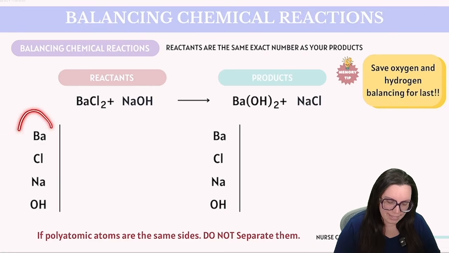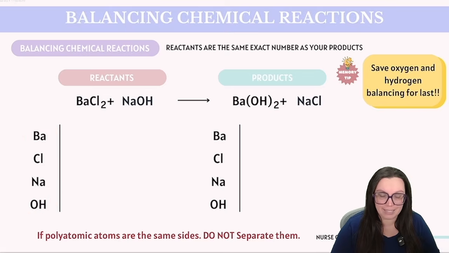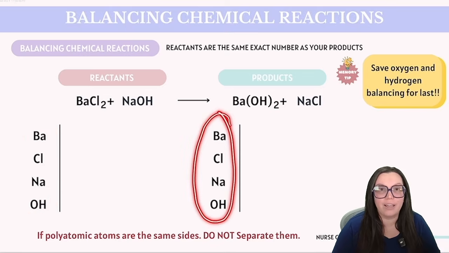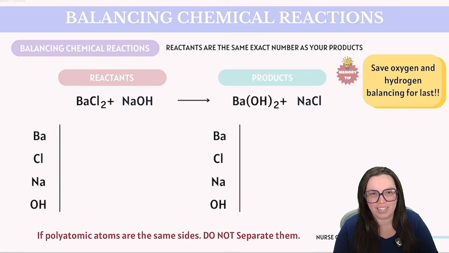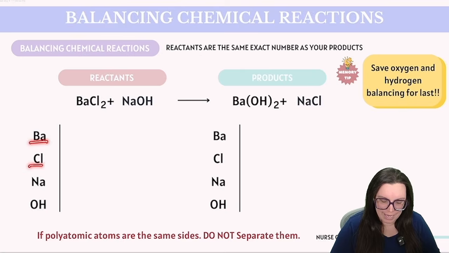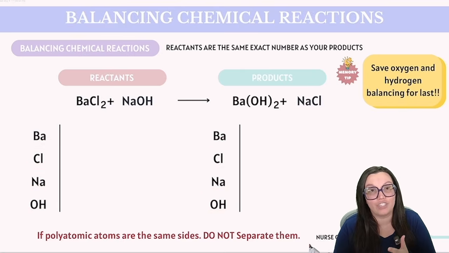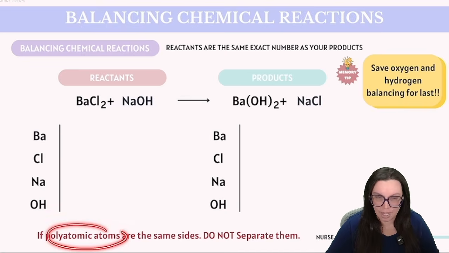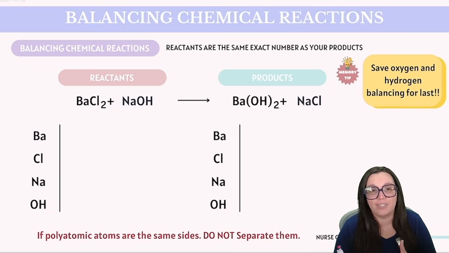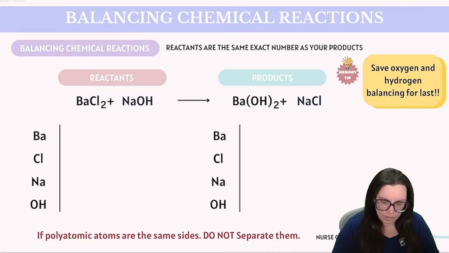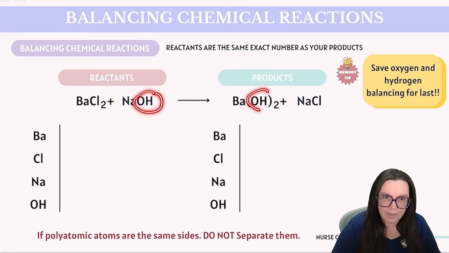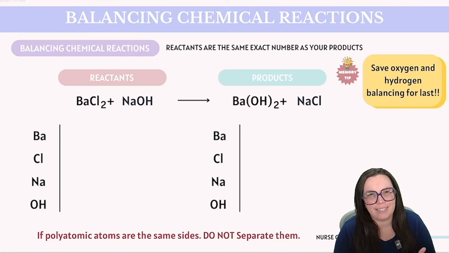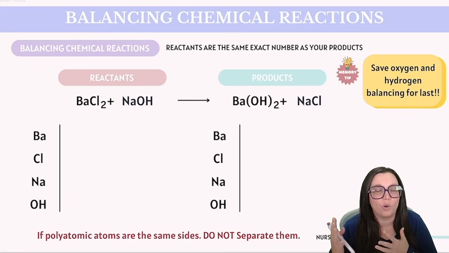We're going to start by listing all of our elements for our reactants and all of our elements for our products on each side of the equation. It's really important to maintain the same order on each side because it makes maintaining that balance so much easier. A useful strategy is to keep all polyatomic atoms as they appear on both sides of the equation together. So as you see here, we have OH and we have OH. It just makes simplifying this process a whole lot better.